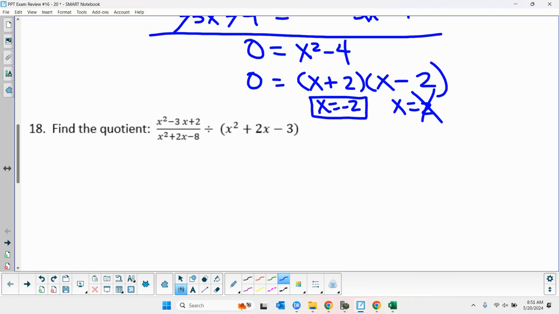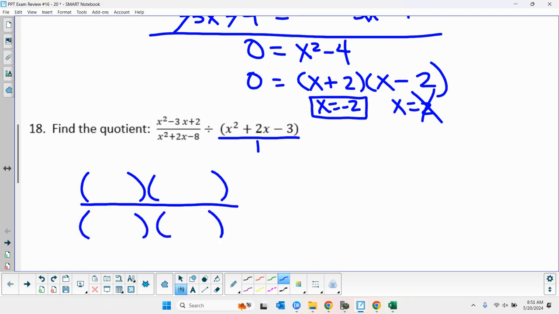Find the quotient. Division we turn into multiplying by the reciprocal, right? This isn't written as a fraction. To write it as a fraction, I just put it over 1. To write anything as a fraction, you guys should know that, put it over 1, right? So I'm going to factor what I can factor, and these two will be able to factor, times the reciprocal 1 over, then I'm going to factor this one.